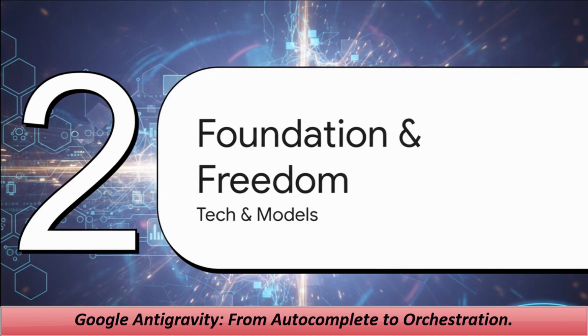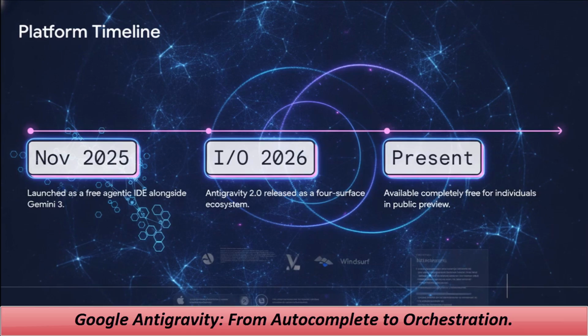Moving right along to Section 2, Foundation and Freedom. So the platform rapidly evolved from its initial launch back in November 2025. Back then, it was Antigravity 1.0, a capable but kind of limited free agent manager alongside Gemini 3. But by Google I/O 2026, it transformed into this massive 2.0 ecosystem. And what's super fascinating here is the foundation itself. It's actually built on a heavily modified fork of Visual Studio Code. Though, depending on which side of the industry debate you listen to, some folks swear it's a direct fork of Windsurf. Regardless of its exact lineage, it is a rock-solid cross-platform foundation.